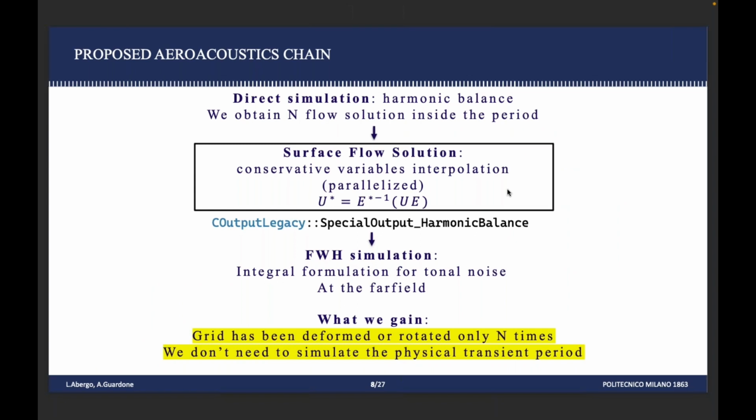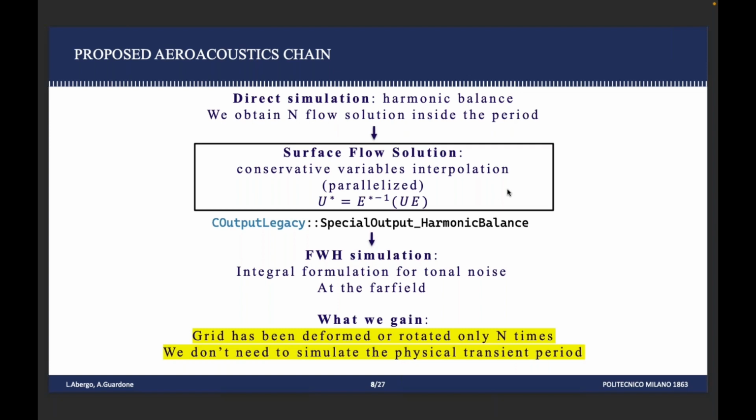So what I propose today is: why don't we use harmonic balance for the direct simulation, since it gives you an advantage in terms of computational time. What we obtain are these n time instants, but for acoustics, we need a more time-accurate solution. And so we do Fourier interpolation of the surface solution in each node of the surface. This has been implemented inside the output legacy, specifically in the method special output harmonics. Then we take this solution and give it to the acoustic module, and it computes the sound pressure level perceived by these observers.